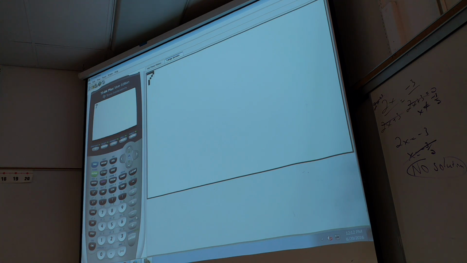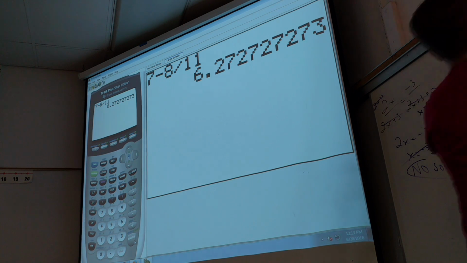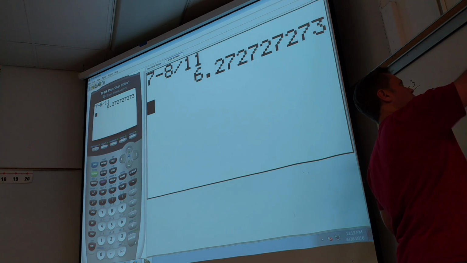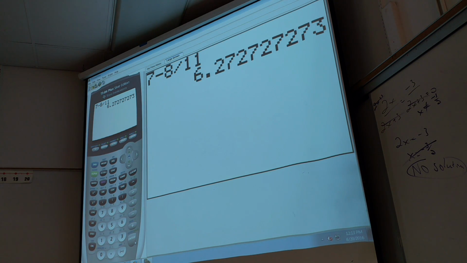So let's all do this together. 7 minus 8 divided by 11. Now, what did the calculator do first? Divide. It's beautiful because the calculator knows order of operations. So what would I have to do if what I really wanted to do was 7 minus 8 over 11? Hopefully nobody would have to do this in the calculator, but let's just get this idea. I have to write, yeah, exactly.